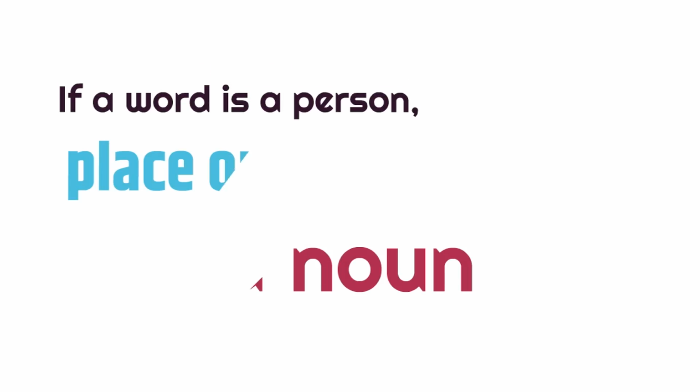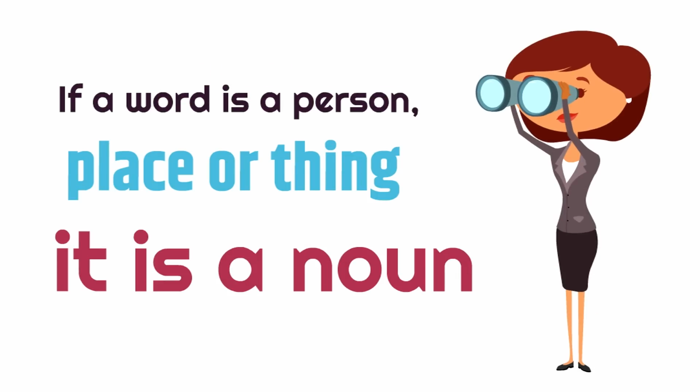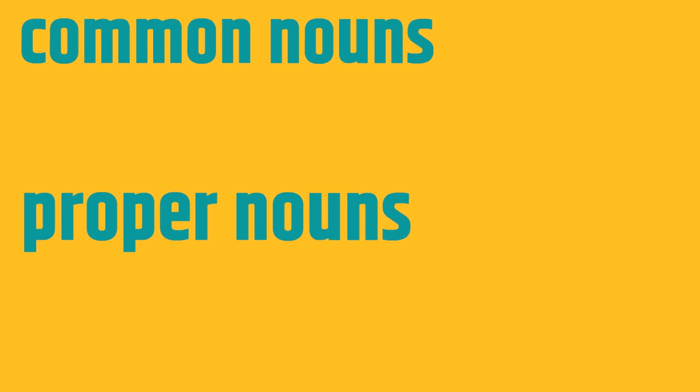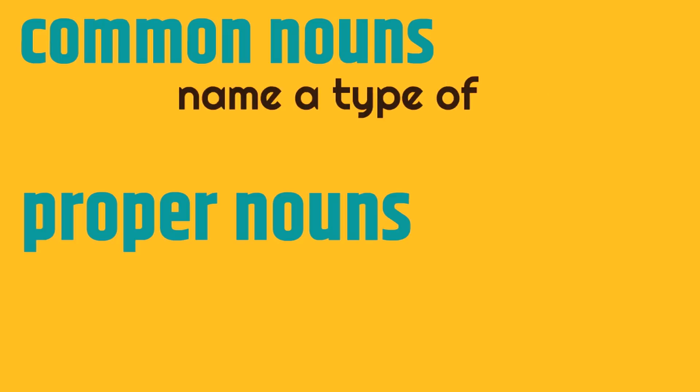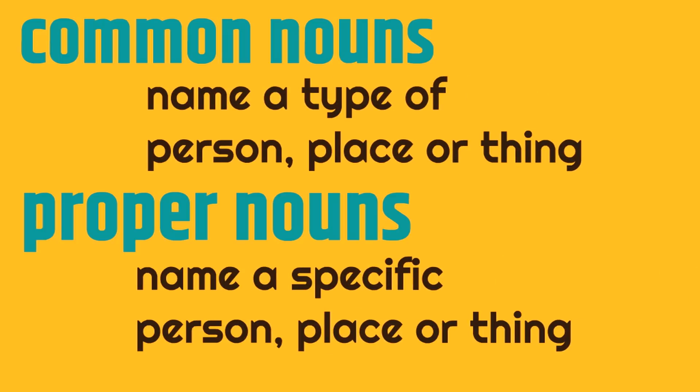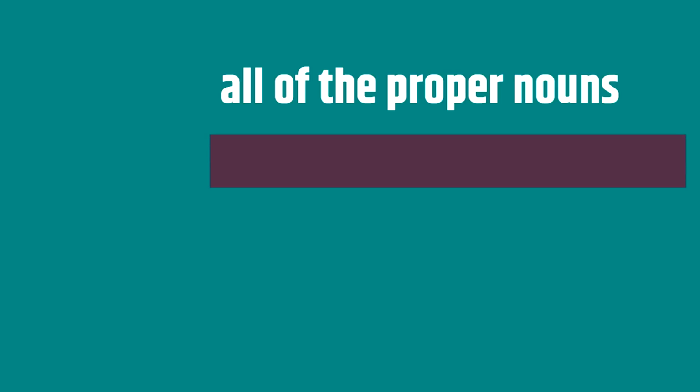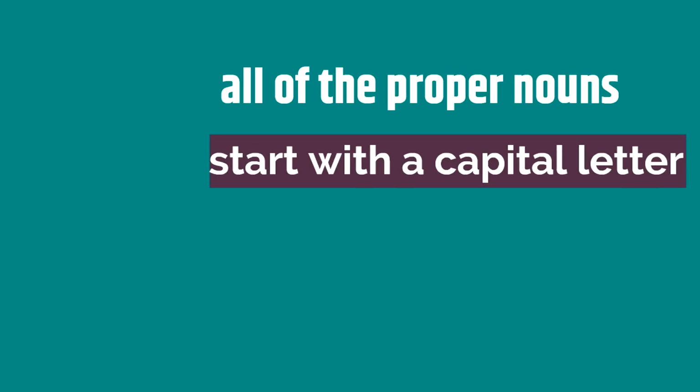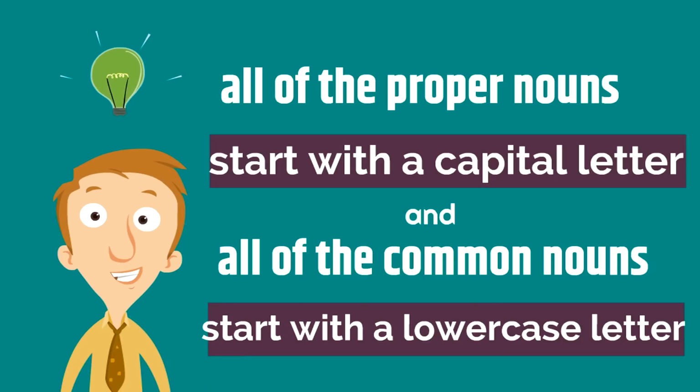To review, if a word is a person, place, or thing, it is a noun. And there are two types of nouns: common nouns, which name a type of person, place, or thing, and proper nouns, which name a specific person, place, or thing. And of course, all of the proper nouns start with a capital letter, and all of the common nouns start with a lowercase letter.